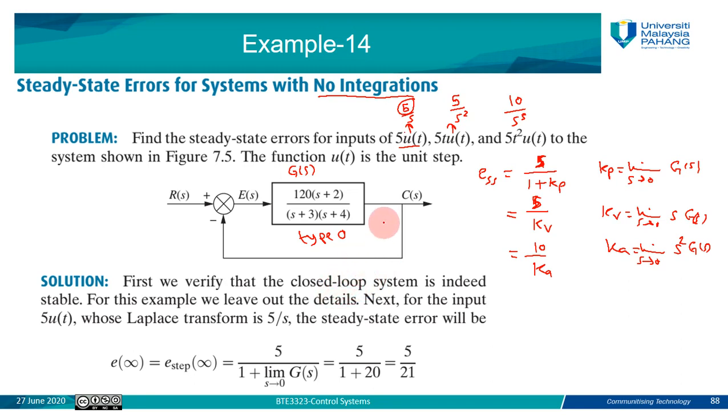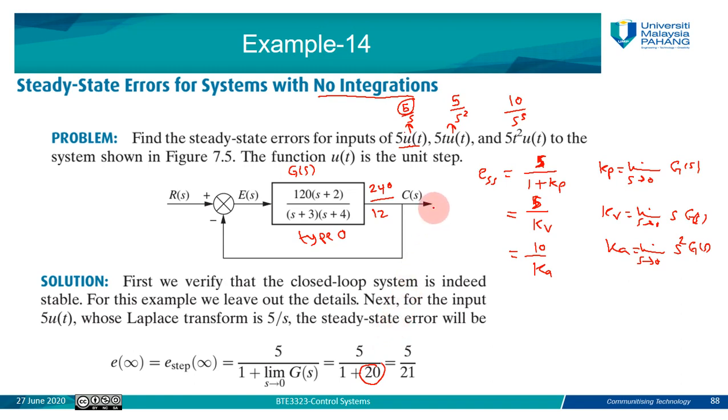For the first input, which is 5 over s, we are going to find the error, which is 5 over 1 plus Kp, and Kp equals the limit as s goes to 0 of G(s). If you substitute each value of s by 0, this will be 0, this will be 0, this will be 0. So we have 120 times 2, it will give you 240, over 3 times 4, which is 12. So 240 over 12 gives you 20. This 20 plus 1 will be 21. So 5 over 21 is the value of the steady state error for the first input, which is 5u(t).